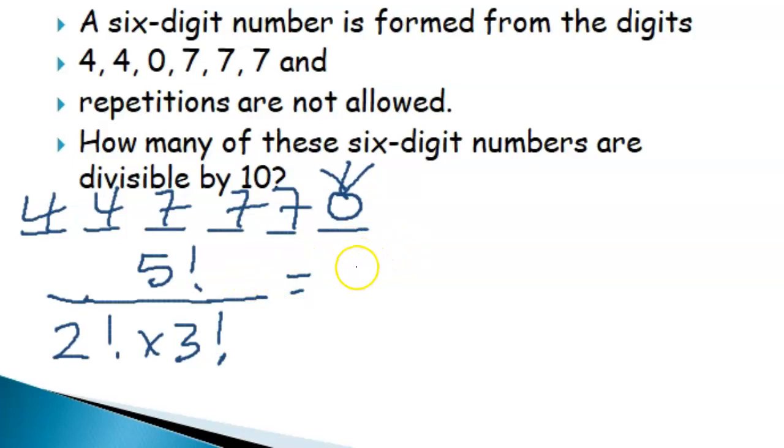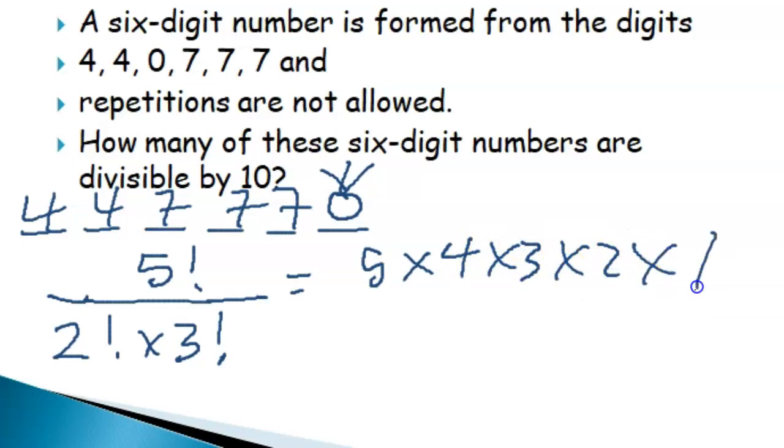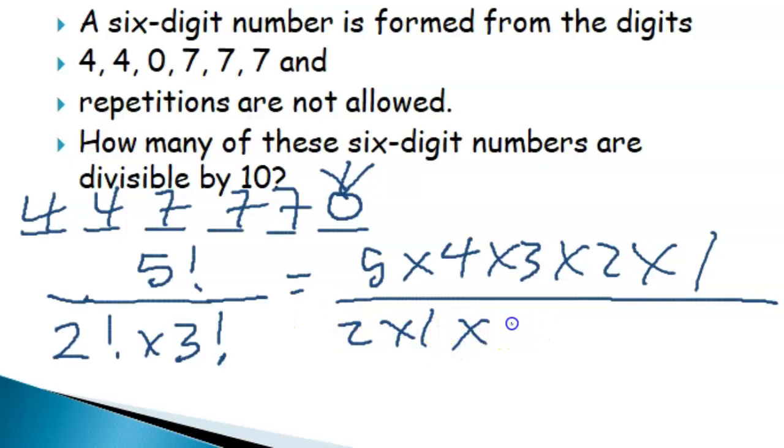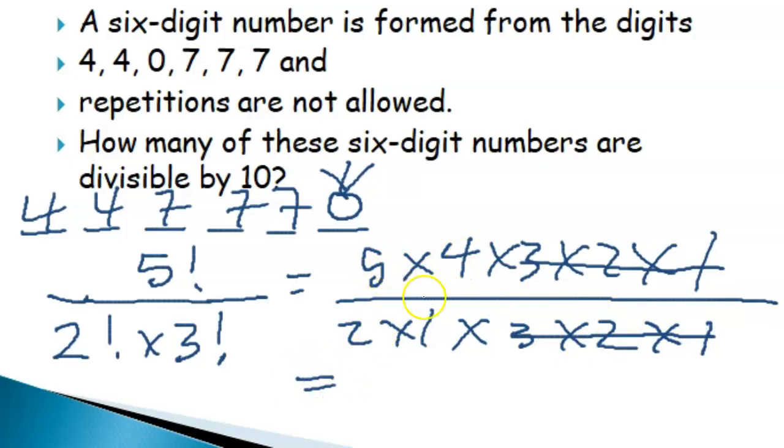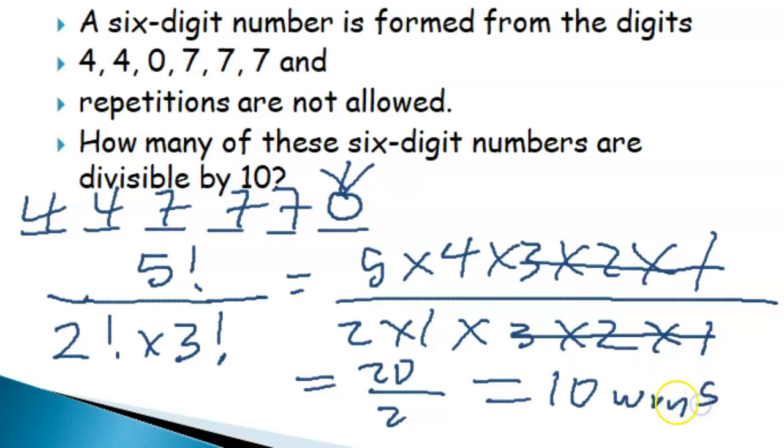So the calculation here would be 5 times 4 times 3 times 2 times 1 over 2 factorial, that's 2 times 1, and 3 factorial, that's 3 times 2 times 1. Now up here 3 times 2 times 1 cancels 3 times 2 times 1 down here. In the numerator, we have 5 times 4, which is 20. Denominator, 2 times 1, 2. So 20 divided by 2, 10. So there are 10 ways of getting 6-digit numbers which are divisible by 10.